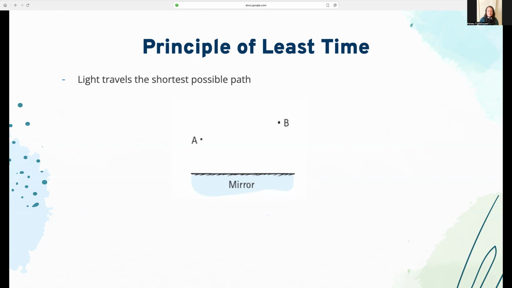So if we want to find the path that light would take from point A to point B here, it would be a straight line connecting the two, right? So just from point A to point B, boom. But if instead we want to go from A to the mirror to B, our paths look different.